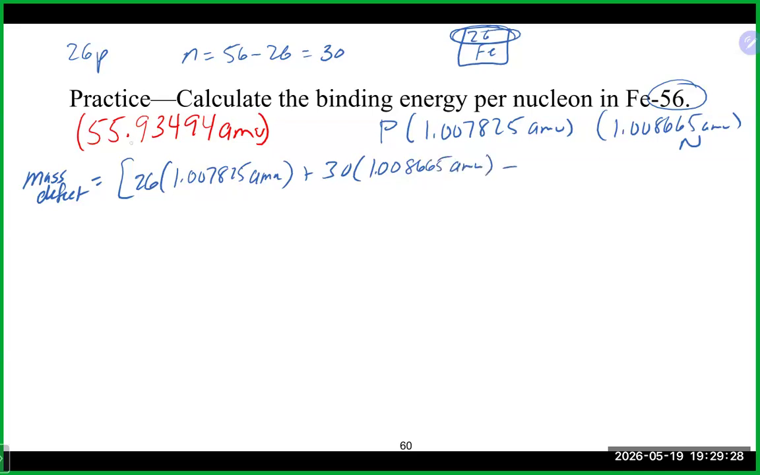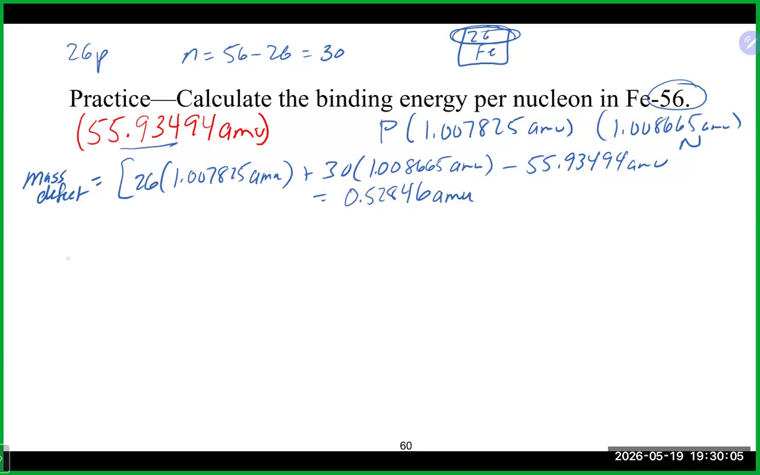Again, we're going to subtract that from the isotope's mass there, 55.93494 AMU. A lot of numbers. And if we do that there, 26 times 1.007825 plus 30 times 1.008665 minus 55.93494 is going to get us a mass defect of 0.52846. Again, it didn't really specify here, so we'll go mega electron volts first.